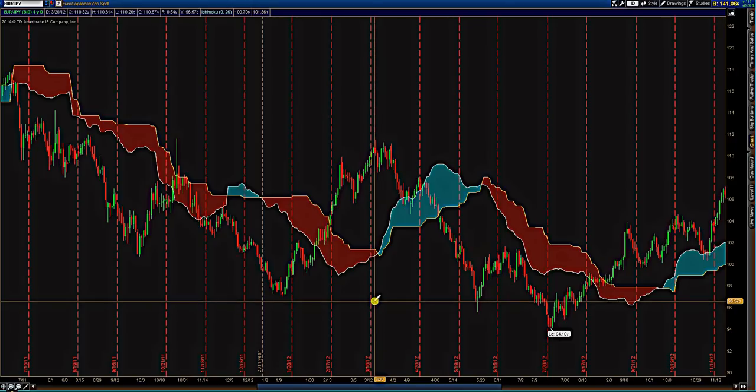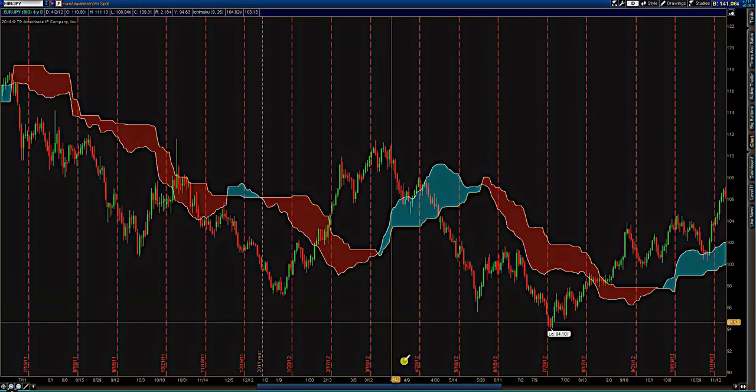Now, Ichimoku, the definition means one look, or at one glance. Alright, now the main purpose of the Ichimoku is to give bullish and bearish sentiment, trend strength, support and resistance levels, and basically entry and exit signals.